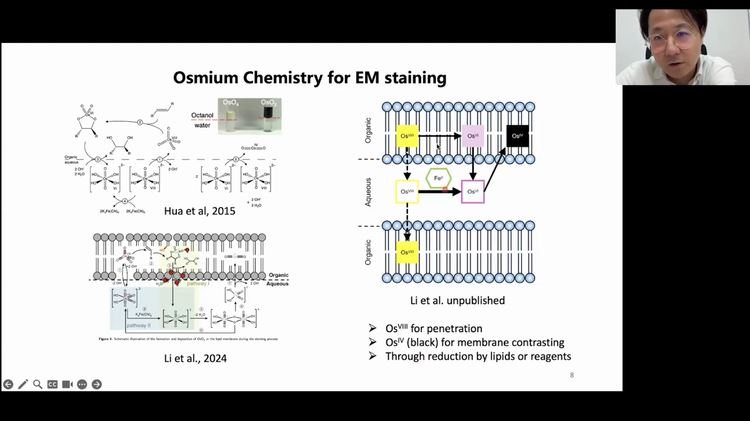And the third is that osmium can be reduced in the membrane by unsaturated membrane lipids. It can also be reduced by ferrocyanide or other chemicals to osmium-6, so that you can bypass the slow reduction within the membrane bilayer, and rather push osmium-6 to be produced and maximize the production of osmium-4. These are the key points.